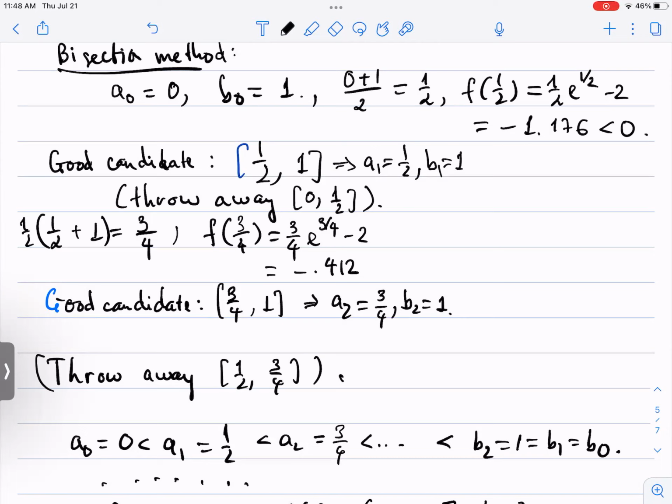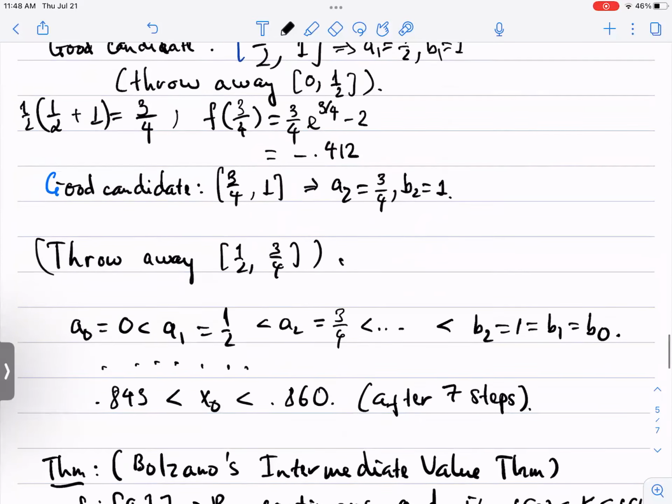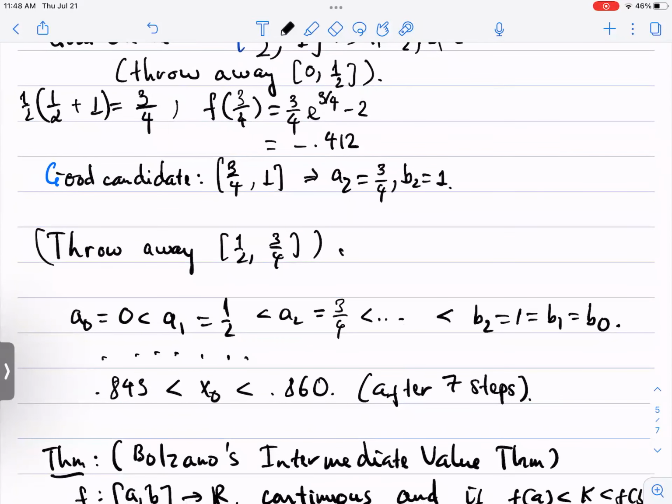And we compute the new middle point, which is 1 half plus 1 over 2, which is 3/4. We evaluate the function at this point, f of 3/4 equals minus 0.412, again smaller than 0. So the good candidate is again the upper interval from 3/4 to 1. And we have a2 equal 3/4, b2 equal 1.